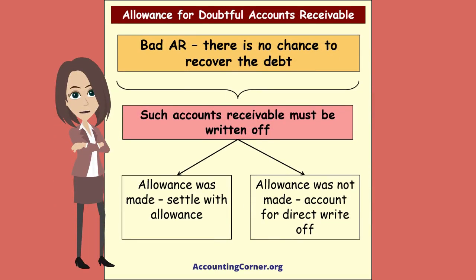Bad accounts receivable are bad debts when there is no chance to recover them. Such accounts receivable must be written off. If allowance was made, write-off is settled with allowance. If allowance was not made, direct write-off is accounted for.